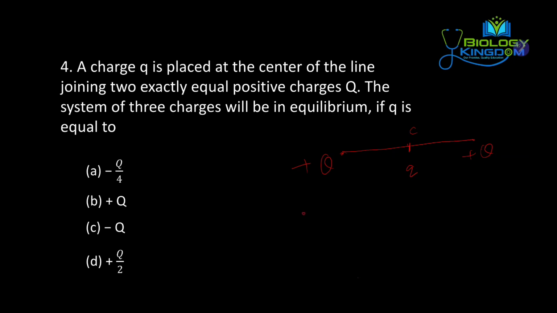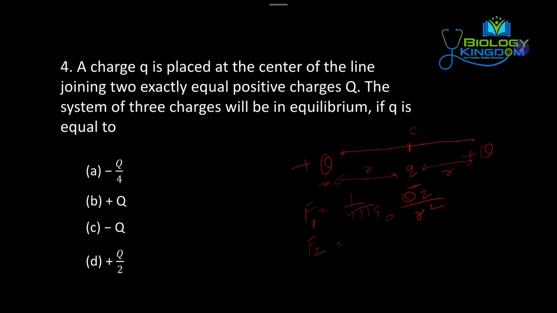How can we find it? We'll find it using the force formula. The force is 1 by 4 pi epsilon naught. Now between which charges will we find the force? We'll first find the force between these two charges. So the force will be Q small q by r square, supposing this distance is r. So this distance will also be r. So the first force is 1 by 4 pi epsilon naught Q q by r square.